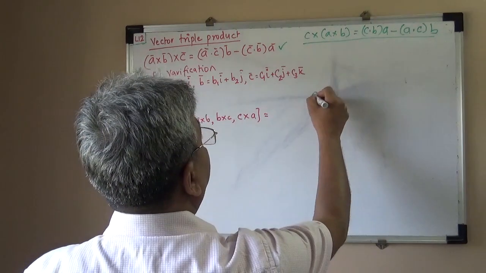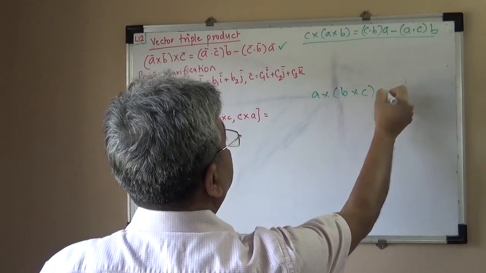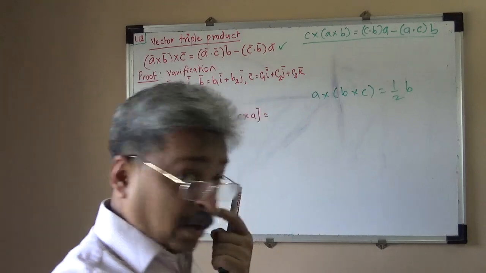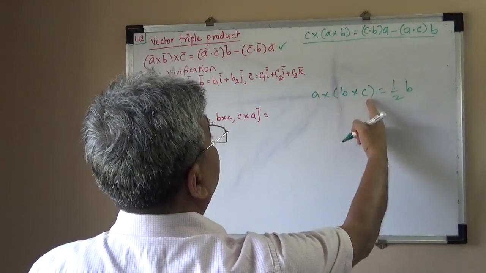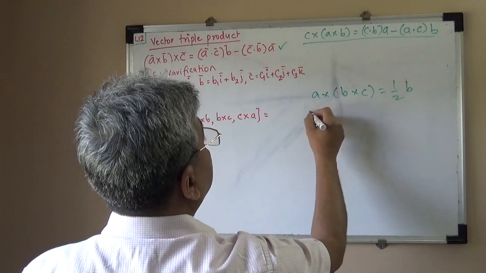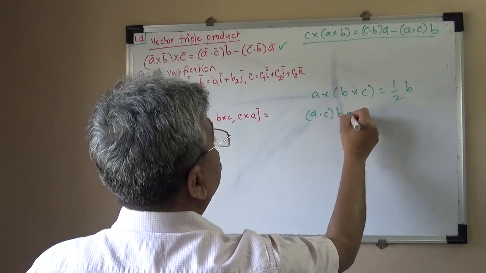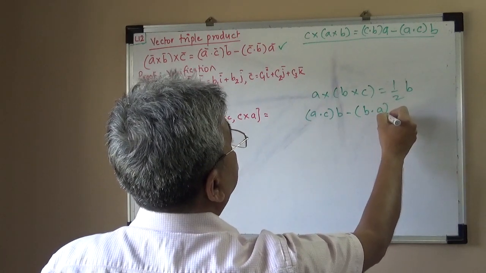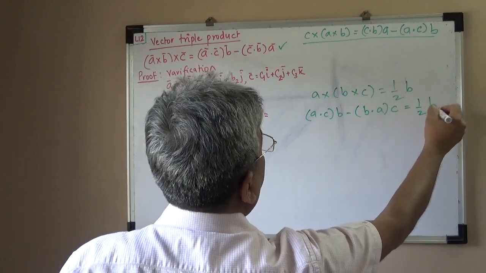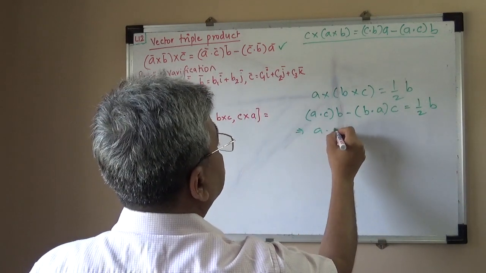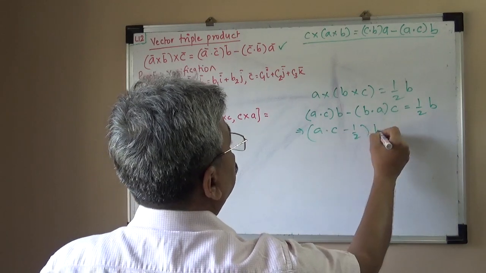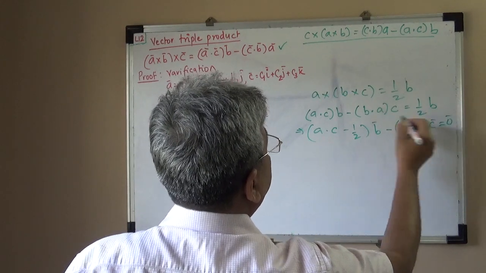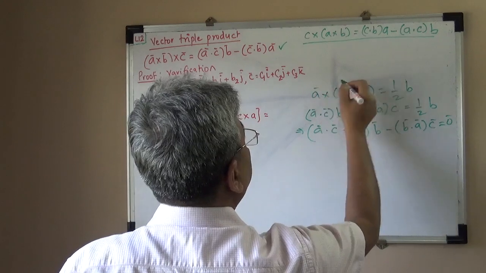It is given that a cross b cross c is equal to half of b, right? And the angle of a with b and c is asked. So let us apply this. This is what is there with us. So a dot c times b minus b dot a times c is equal to half b, which gives us a dot c minus half times b, minus b dot a times c, is equal to the 0 vector. All these are vectors. Every time we have to write this bar.